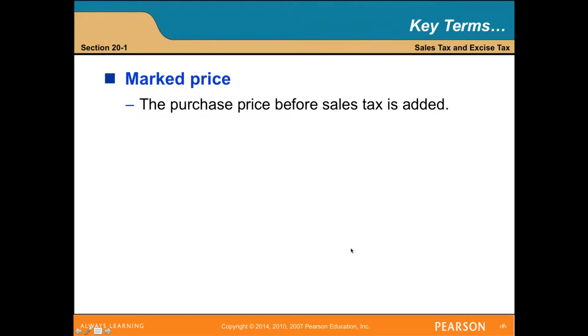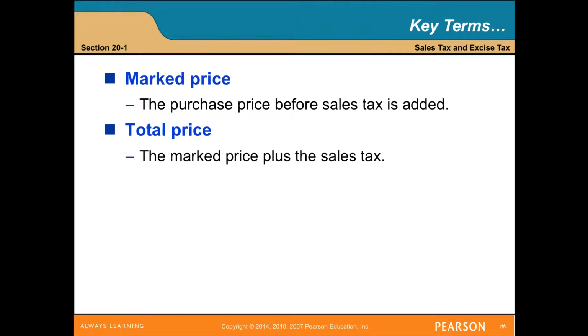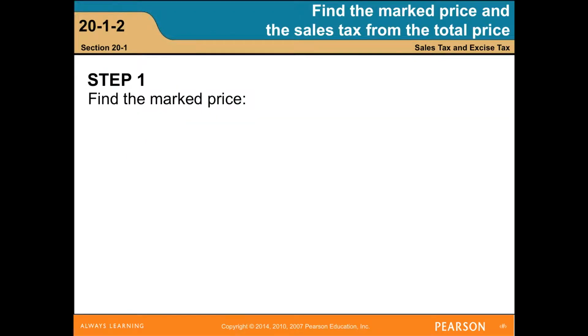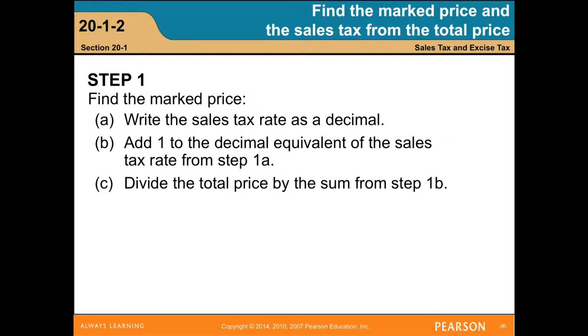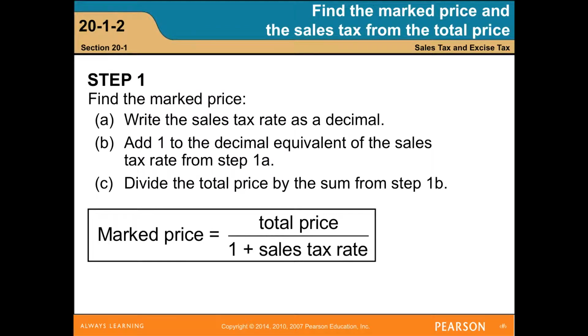Marked price is the purchase price before the sales tax is added. The total price is the marked price plus the sales tax. Find the marked price and the sales tax from the total price. The first step is to find the marked price. Write the sales tax rate as a decimal. Add 1 to the decimal equivalent of the sales tax rate from step 1A. Divide the total price by the sum from step 1B. So we have the formula: marked price equals total price over 1 plus sales tax rate.